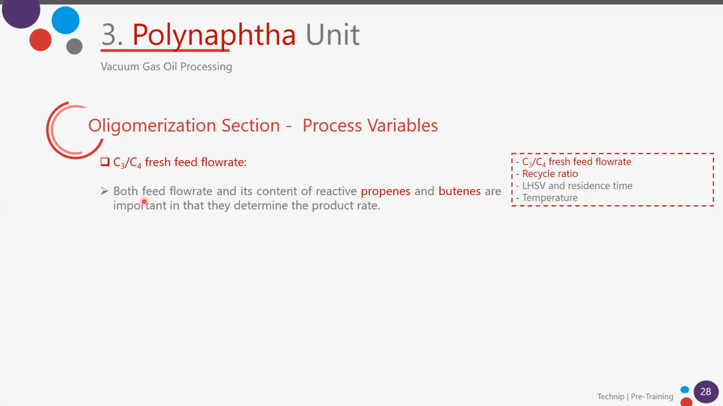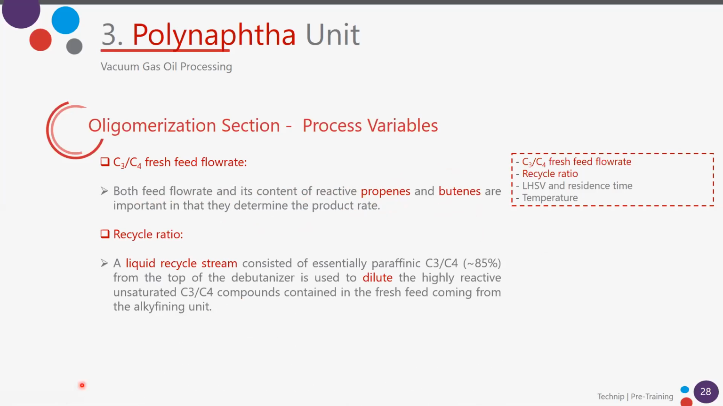Both the feed flow rate and its content of propenes and butenes are important because they determine the product rate. Remember that we will react these to make our oligomers.